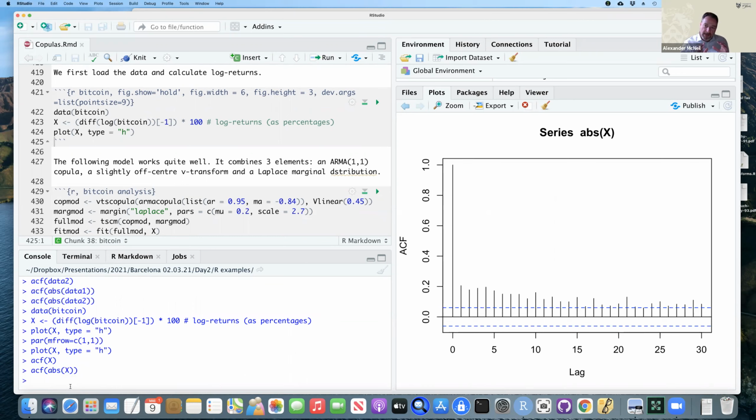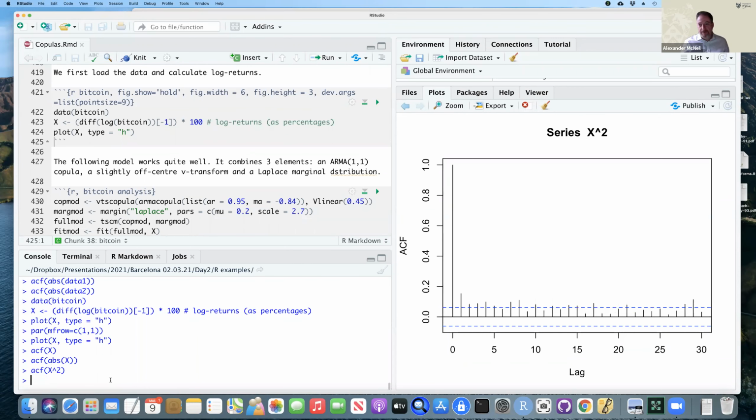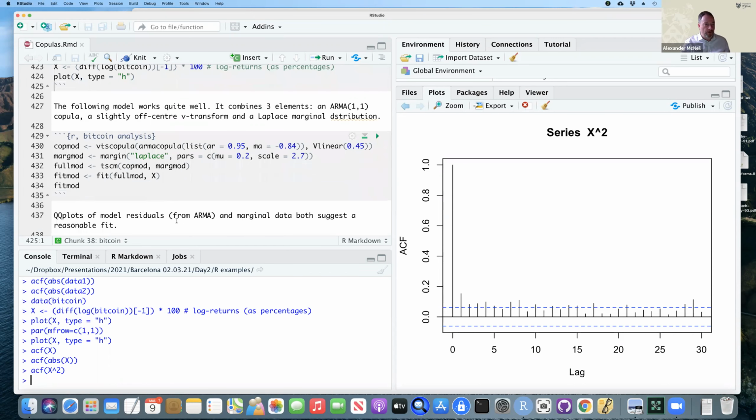You get the correlation when you look at the absolutes, or it really doesn't matter whether you take the absolutes or the square. So I could take the squares here. You get the same kind of thing with the squares. And so I'm going to show you a model here that works really well with the Bitcoin.